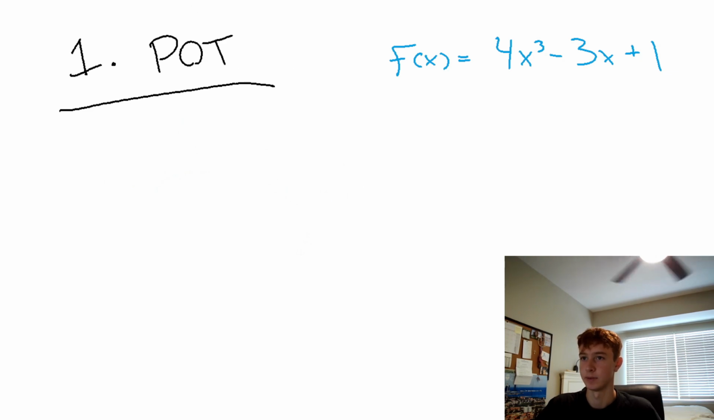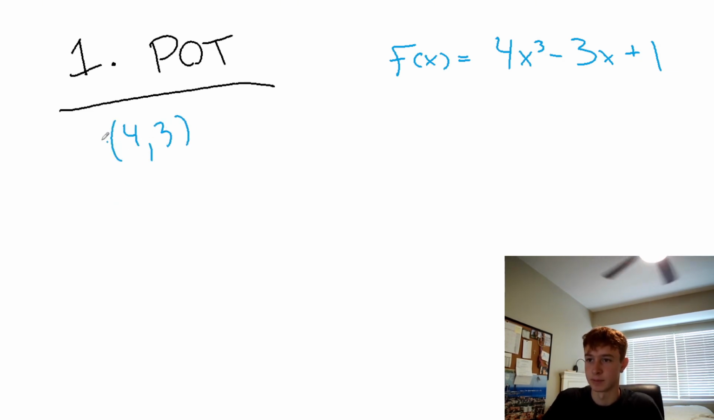For example, we could be given the whole point. We could be given a question like, find the line tangent to the graph of f of x. I wrote f of x up here so we could reference that. But it could say, find the equation tangent to f of x at the point 4, 3, for example. And that would be our point of tangency.